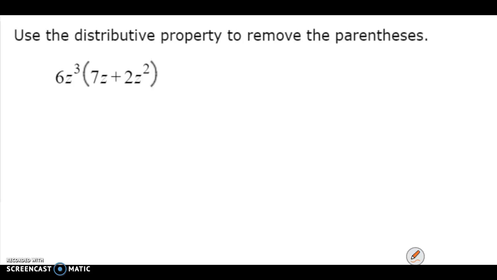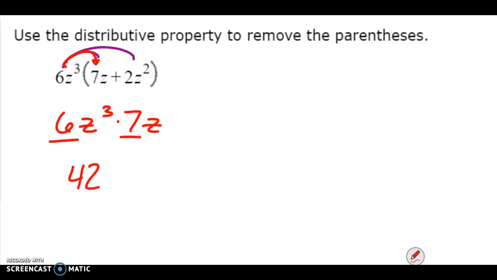When we get to just a distributive property, there's just one thing you need to be distributing, right? So when you end up with this first one of 6z cubed times 7z, okay? 6 times 7 is going to be 42. Z cubed times another z, which is just technically z to the first. When you multiply powers that have the same base, you add the exponents. So then it's going to be z to the fourth.